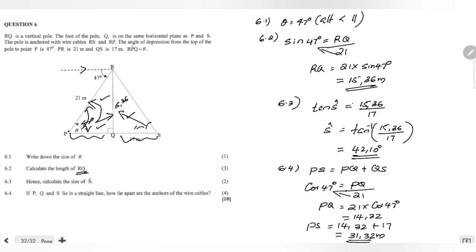Clear? So this is how we do this question. Is it fine now? All right, guys, I'm stopping this question here. I think you can expect this kind of question in the coming test.